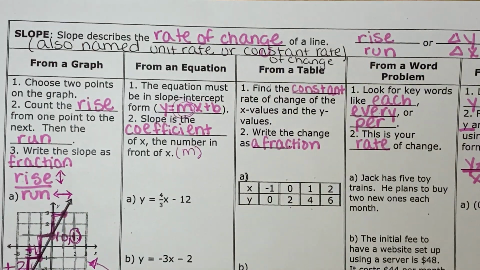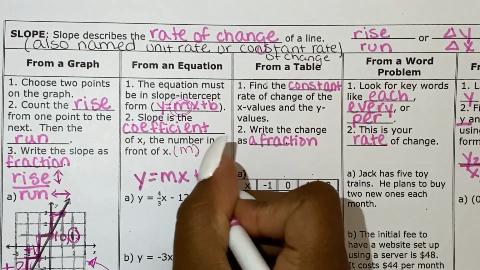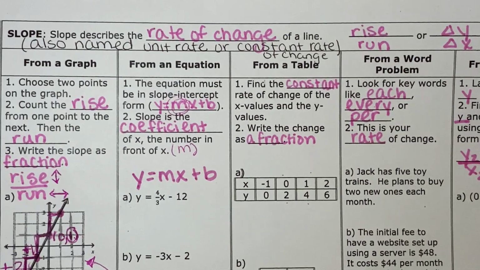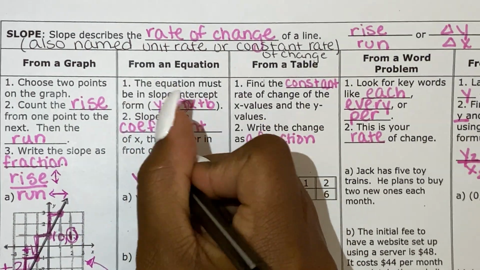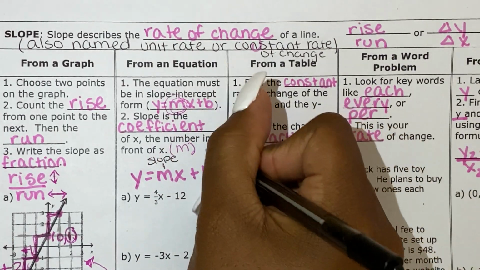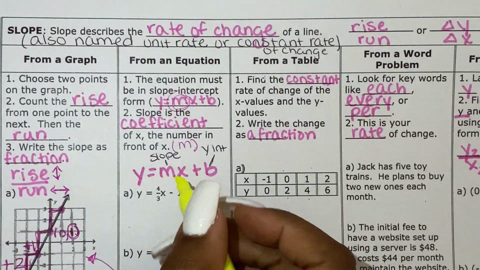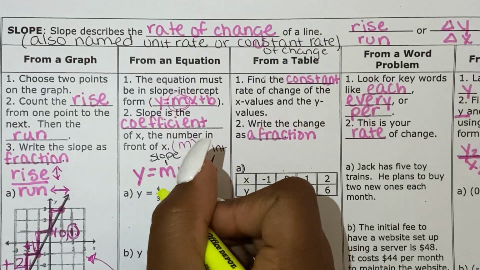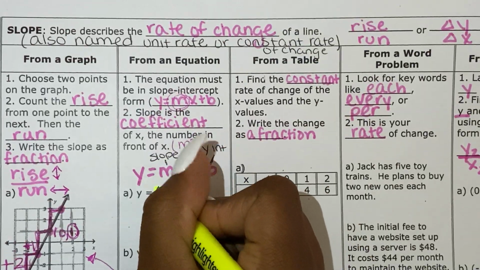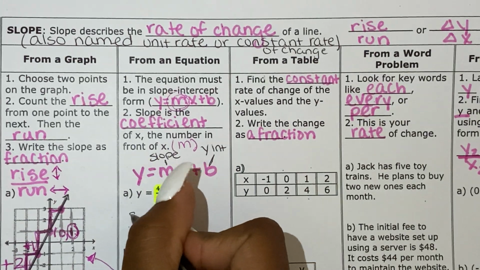Let's go through these and find the slope and the y-intercept for each one. Remember, y equals mx plus b, where that m is the slope and that b, whatever takes place of that b, is the y-intercept, okay? A, y equals 4/3 x minus 12. That 4/3 took place of that m right there, so that is my slope.